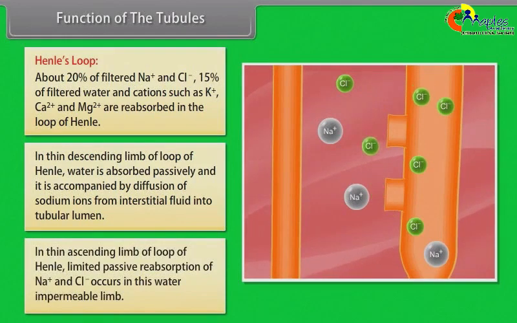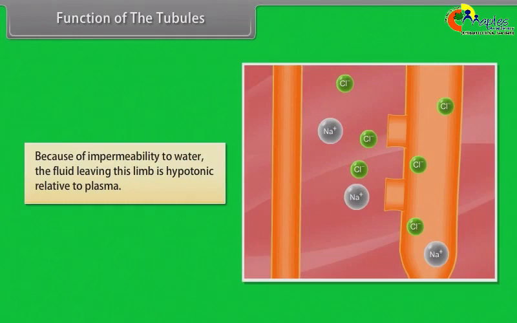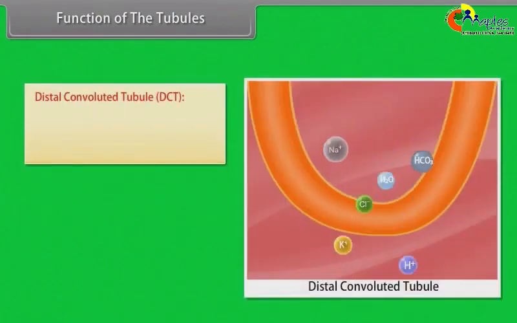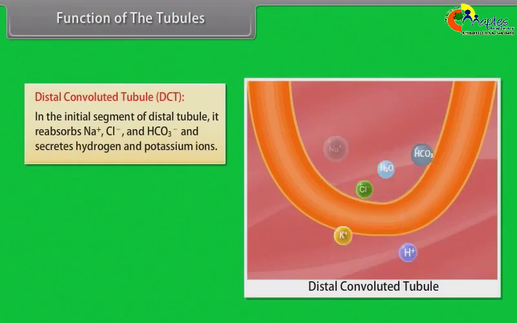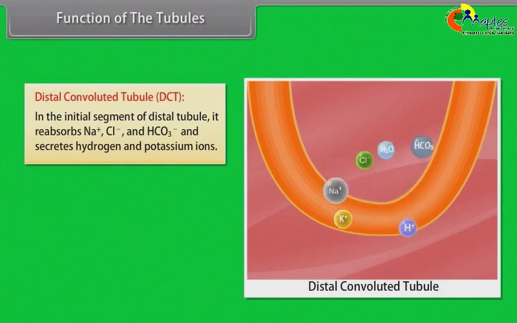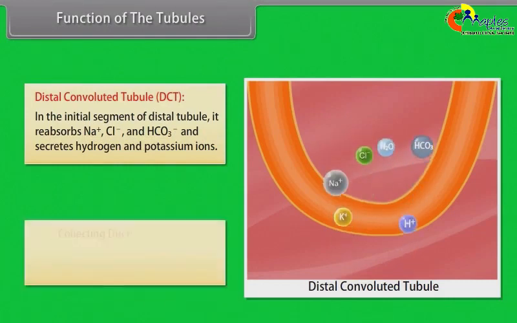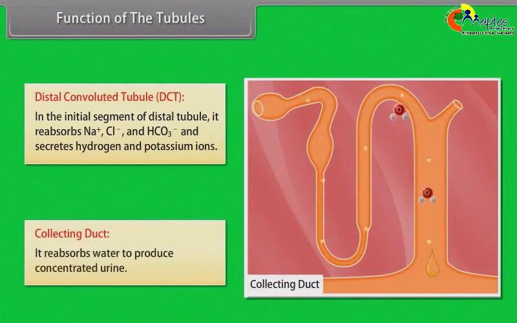In the thin ascending limb of the loop of Henle, limited passive reabsorption of Na+ and Cl- occurs in this water-impermeable limb. Because of impermeability to water, the fluid leaving this limb is hypotonic relative to plasma. Distal convoluted tubule, DCT. In the initial segment of the distal tubule, it reabsorbs Na+, Cl- and HCO3- and secretes hydrogen and potassium ions. Collecting duct. It reabsorbs water to produce concentrated urine.